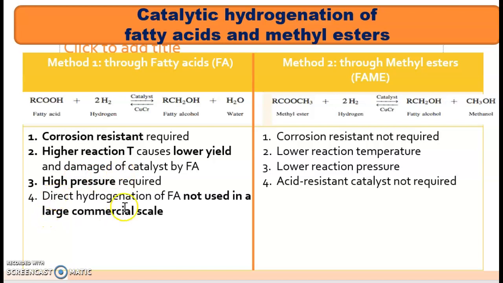Okay, so the direct hydrogenation of fatty acid is not used on a large commercial scale. And an acid resistant catalyst is not required for the ester, so the same thing.